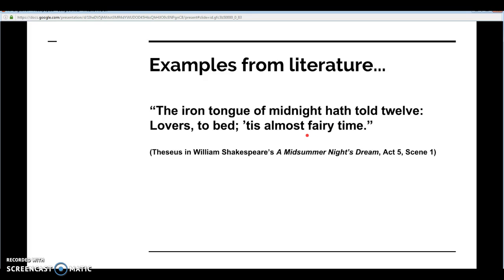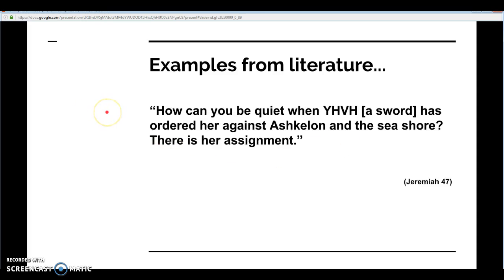Now let's look at some examples from literature. "The iron tongue of midnight hath told twelve lovers to bed, 'tis almost fairy time." So here we have our speaker, but the speaker is taking on the perspective of midnight in order to communicate an argument. That is prosopopeia. "How can you be quiet when the sword has ordered her against Ashkelon and the seashore? There is her assignment." Here we have a speaker who is taking on the perspective of a sword, speaking through the sword in order to further his or her argument.